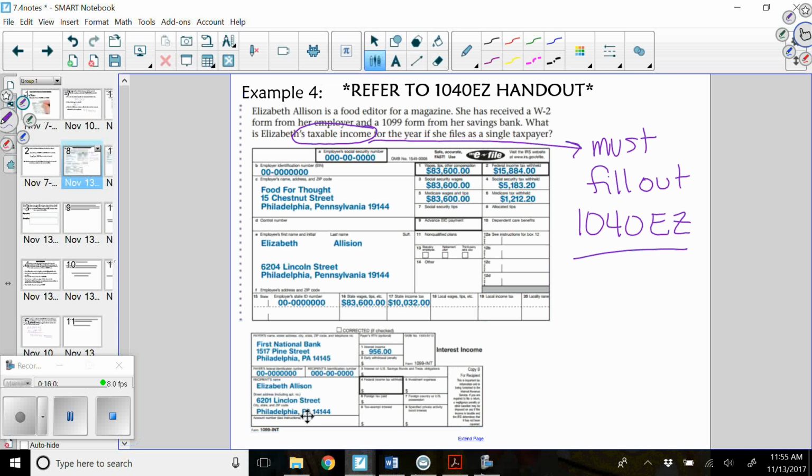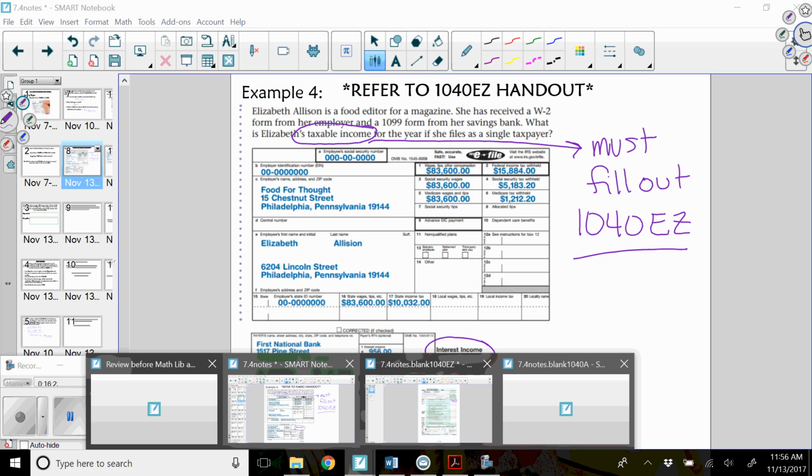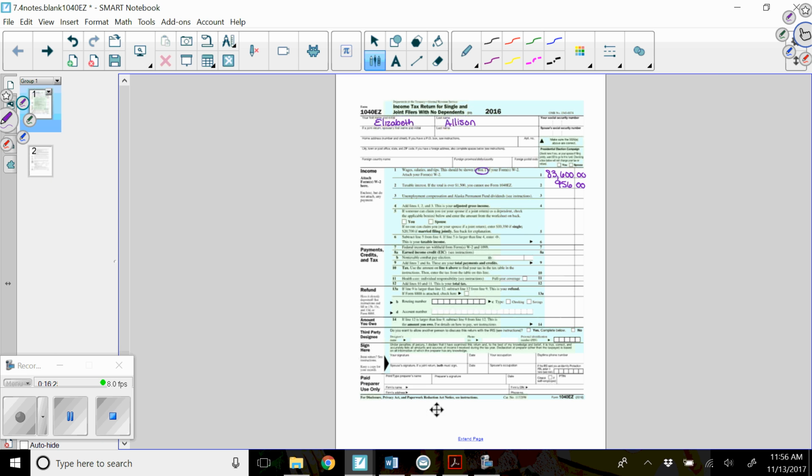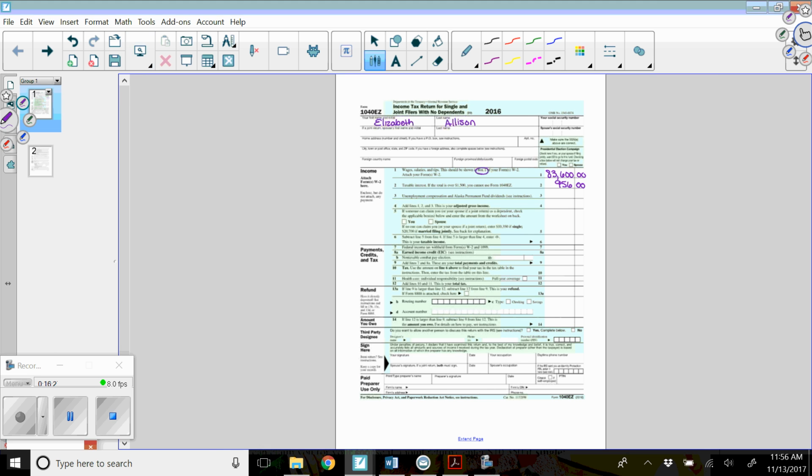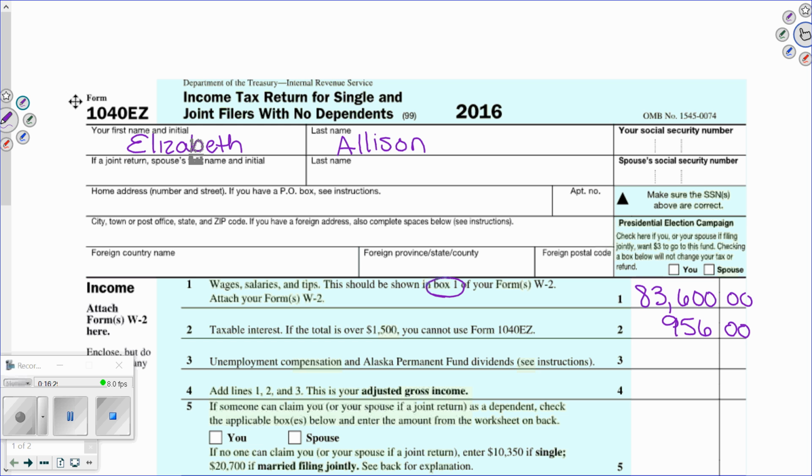That was coming from right here. It was part of the original problem. This is her interest that she got. See, it says interest income. Yeah, her interest right there is 956. That was on her 1099 form. Okay. The W-2 was talking about how much withholding has gone on up here, like how much her income was, Social Security, Medicare, all that stuff. Okay, here we go.